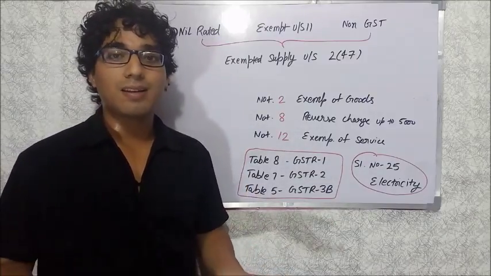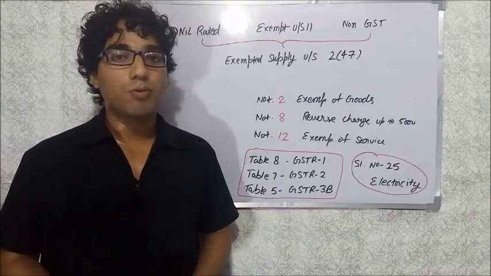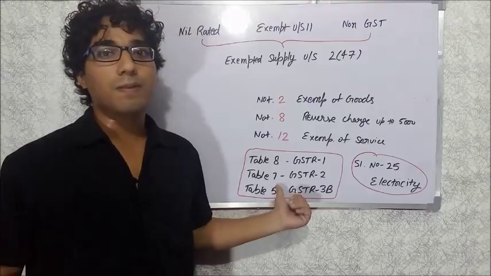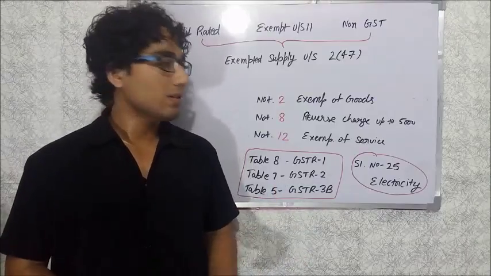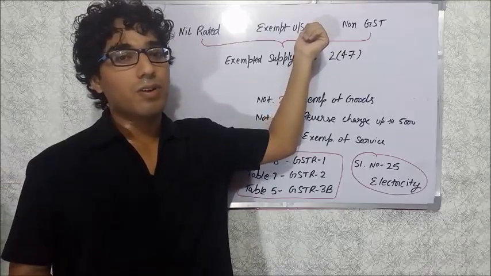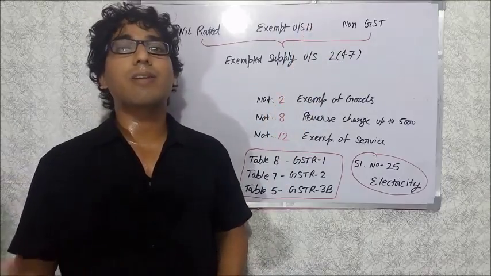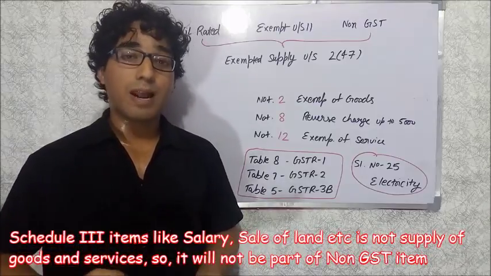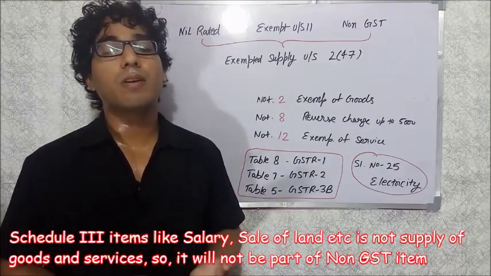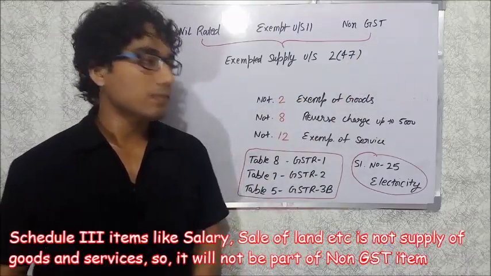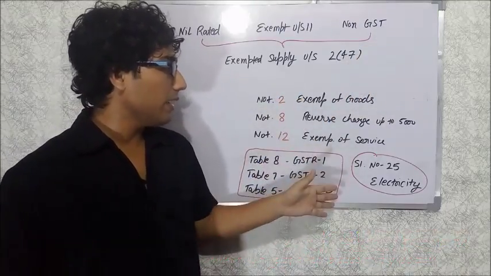So technically speaking, if you receive an electricity bill, then you have to mention that in GSTR 2 table number 7, electricity bill, because that is exempted. So in the exempt under section 11 column, you have to mention that. That is not outside of GST. But if you receive or supply liquor or petroleum products, then you should mention it in the non-GST supply. So that is the thing.